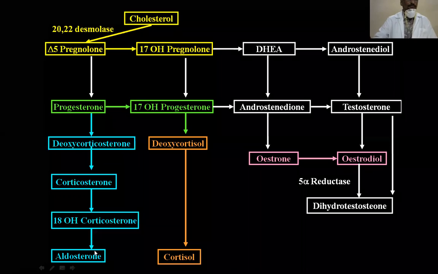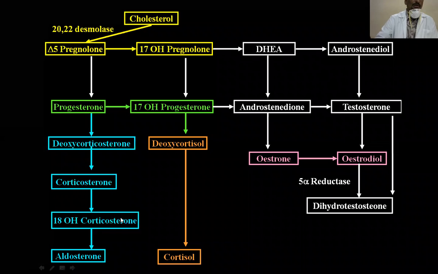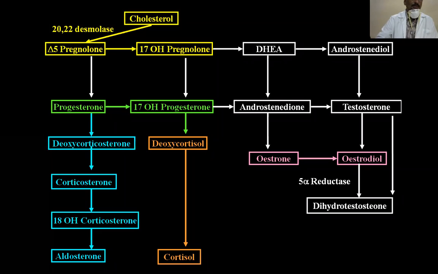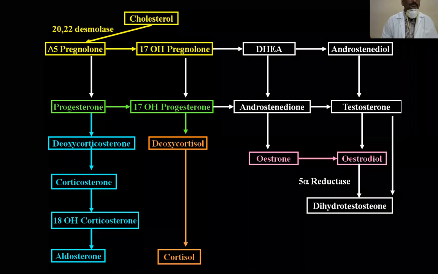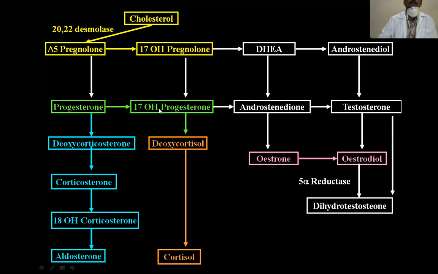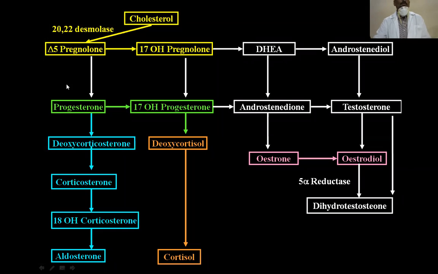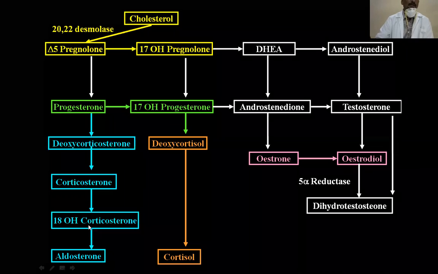Even 18-hydroxycorticosterone has a very mild corticosteroid activity, but the major component is aldosterone, which has the profound mineralocorticoid actions. Up to this is a common pathway, from where different precursors or intermediaries are formed from which other hormone substances can be synthesized. These are the rate-limiting steps. Once pregnenolone and progesterone are synthesized, other hormones are synthesized from there by various enzymes.